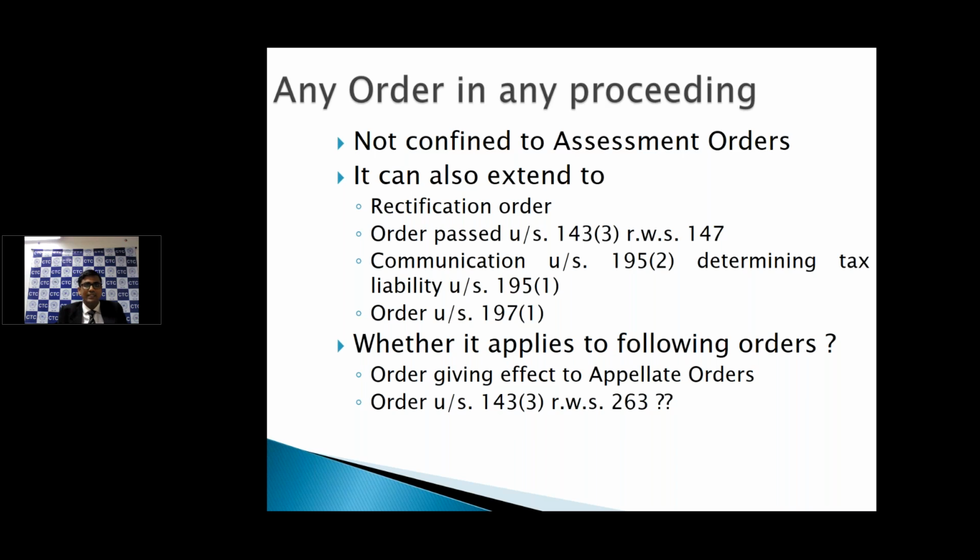Now one might wonder what other kind of order might be passed by an assessing officer. I have given a few examples. It could be, for example, a rectification order under section 154. It could be an order under section 195(2), or an order under section 197. Though these are not assessment orders, these are orders passed by assessing officers in certain proceedings, and therefore in section 263 the horizon is wide enough to cover such orders, which are not assessment orders but are orders passed in proceedings. So the CIT can call for and examine the record of the proceedings in which such orders have been passed and invoke his revisional jurisdiction.